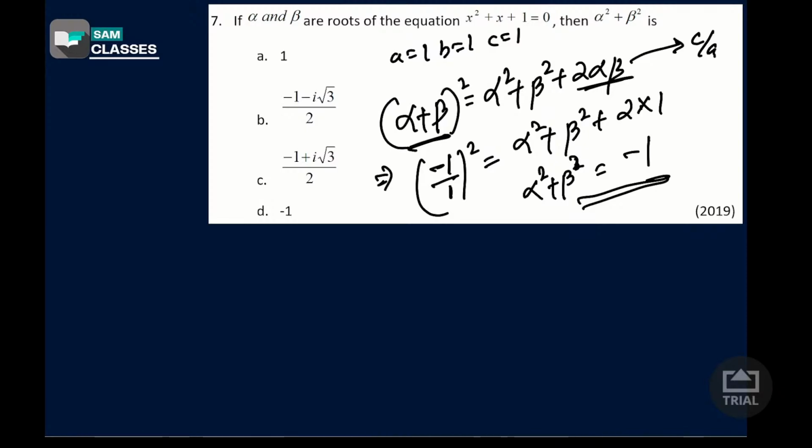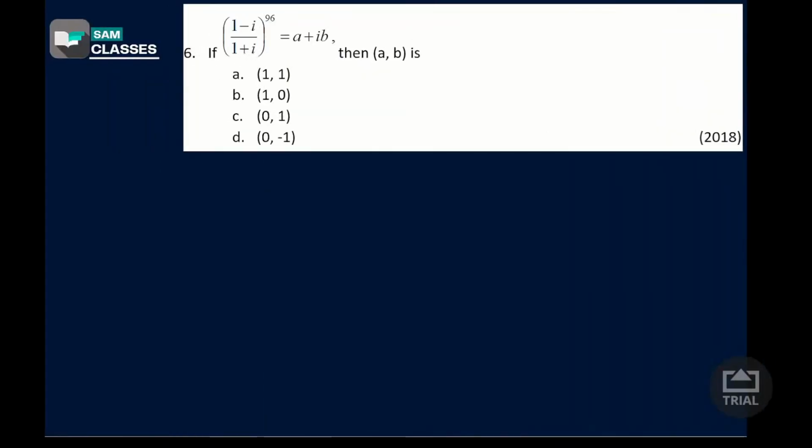Alpha plus beta whole square is what? Alpha square plus beta square plus 2 alpha beta. Alpha plus beta is what? Minus b by a. Alpha beta is what? c by a. That's it, done. Clear? Let's see everybody in the next question.